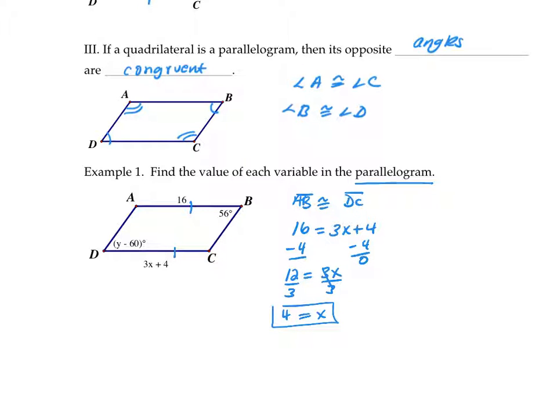The second thing we notice is that we've got a pair of opposite angles, angle B and angle D, and we just talked about that theorem right above. It says if a figure is a parallelogram, then the opposite angles are congruent. So since angle B is congruent to angle D, we can say for sure that y minus 60 is equal to 56 degrees. So add 60 degrees to both sides of the equation, and we end up with y is equal to 116 degrees. And that's our final answer.